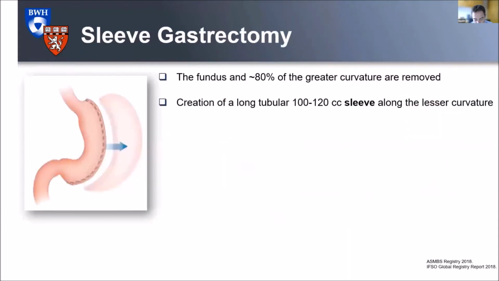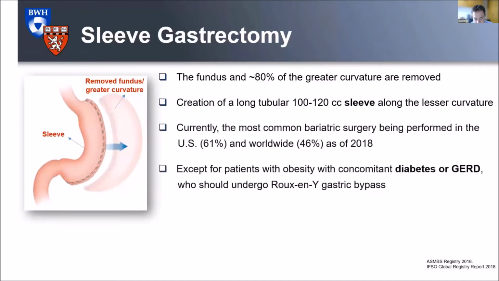The surgery involves resecting and removing the fundus and 80% of the greater curvature. This leaves the patient with a long tubular 100 cc sleeve along the lesser curvature. Currently, this is the most common bariatric surgery being performed in the US and worldwide, except for patients with obesity and concomitant diabetes or GERD, who should undergo Roux-en-Y gastric bypass.